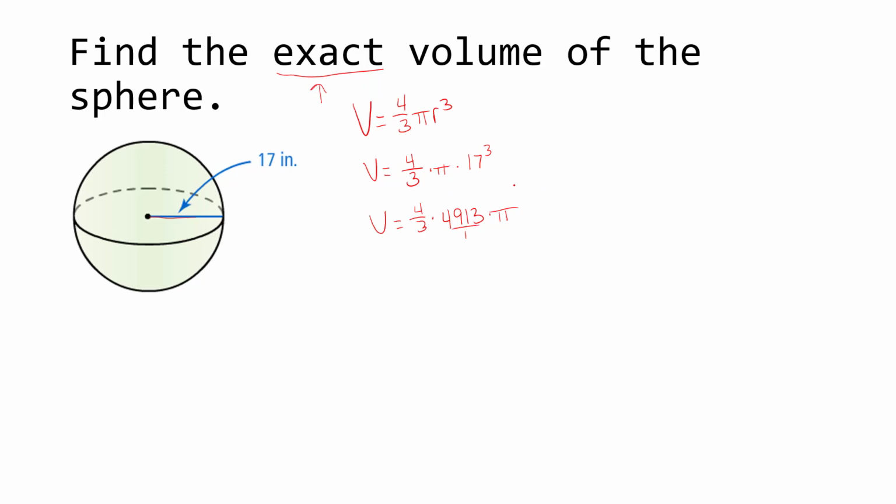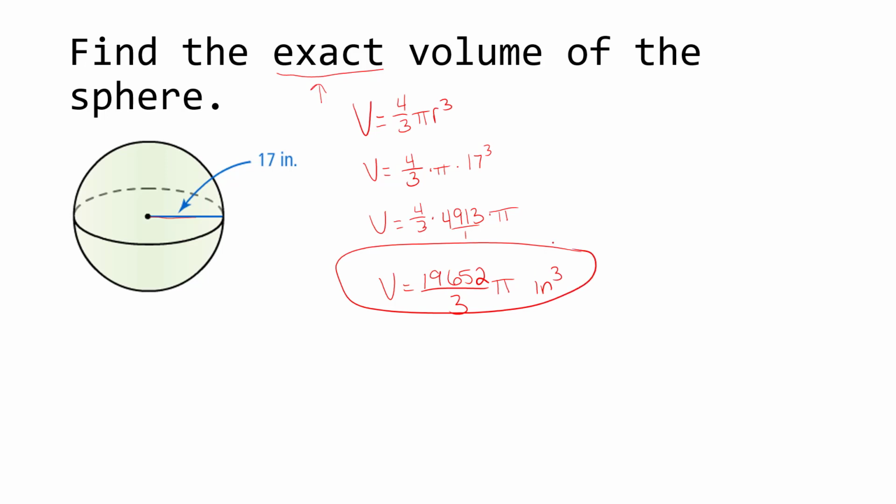Well, we can still multiply our numerators, multiply our denominators. So we have 4913 times 4 is going to give us 19,652. 3 times 1 is 3 pi. So our exact solution, 19,652 thirds pi inches cubed.